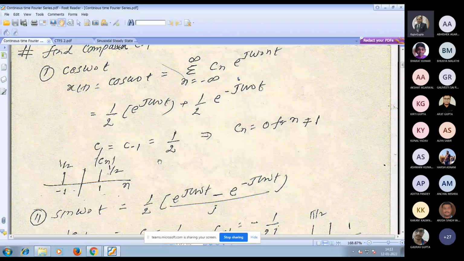So this represents that there are only two Fourier series coefficients, or a linear combination of only two harmonically related signals, which is capable of representing cos of omega naught t, right? In general, there can be an infinite number of harmonically related components capable of representing a periodic signal, but it depends on the type of the periodic signal. For cos of omega naught t, there are only two complex exponentials capable of representing the original signal, lying at n equals 1 and minus 1.